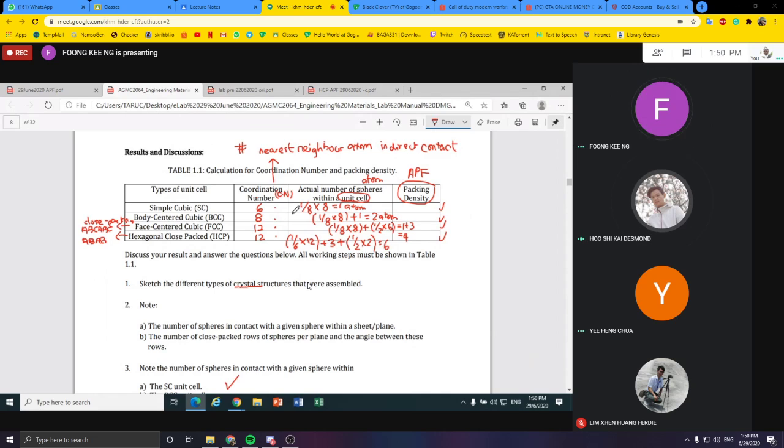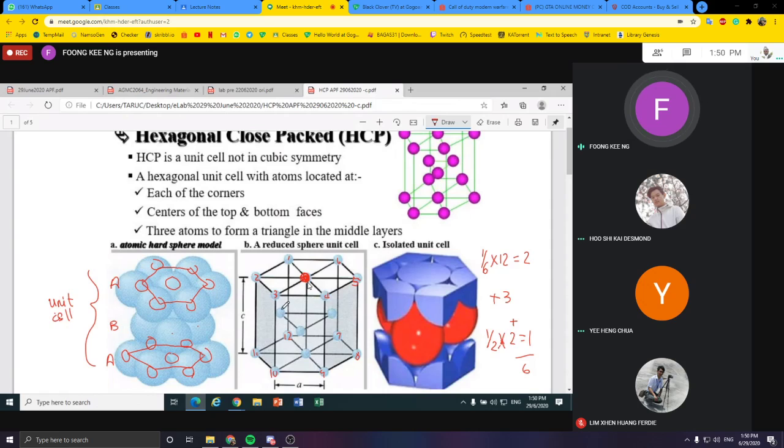Are you clear? All right. Plus 3 because it's got 3 in the middle, right? Yes, 3 in the middle, correct. Actually, it's not shared, it's inside. Our friend here, this one is individually inside. This whole atom is on its own here. It's not shared. So this is inside the unit cell.